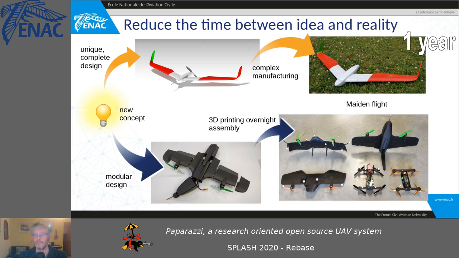And because of the 3D printing capabilities that are now available, we can just print every part of the aircraft overnight, and the human action is only limited to the final assembly, soldering, and so on. So the actual process is now reduced to 1 month.